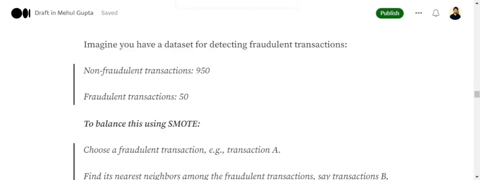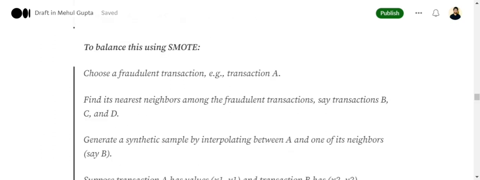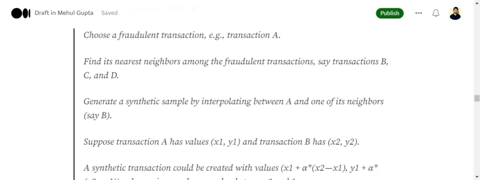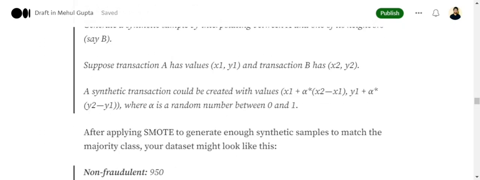Say we start off with non-fraudulent transactions 950 and fraudulent transactions 50. So fraudulent is the minority class here. We choose a fraudulent transaction, transaction A. We find its nearest neighbors, say B, C, and D, from the same class. We pick a random sample, B for now, to interpolate a point. As I told you, from the nearest neighbors also, we need to pick a random one out of these 3 or 4 samples that are present.